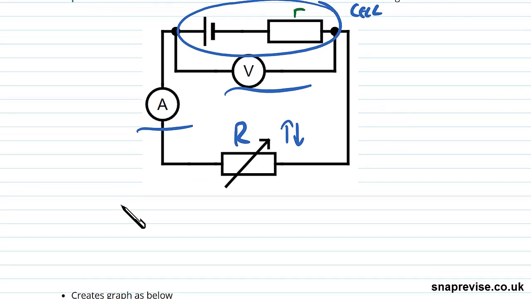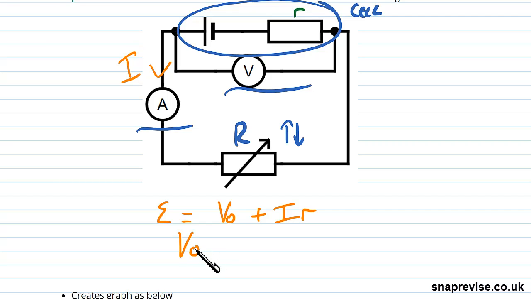What we see is that epsilon is equal to the potential difference across our component, which I'm going to call the terminal potential difference V0, plus the current times our wasted potential difference, this I times little r, if we say the current in our circuit is I, as we normally do. We can rearrange this equation to see that V0, our terminal potential difference, is equal to our cell EMF epsilon minus Ir.